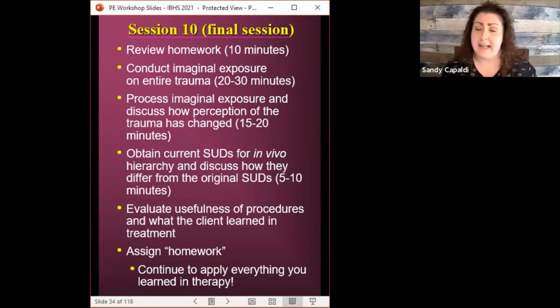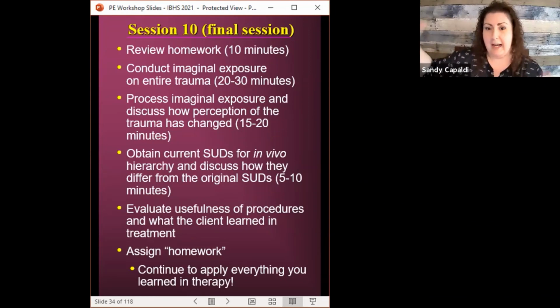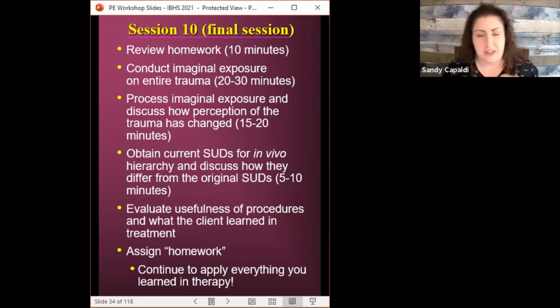And remember, it doesn't have to be session 10. We've labeled it that way just for ease of labeling. But it could be session 8 is the final session. It could be session 16, right? But we just call it session 10 for labeling purposes.